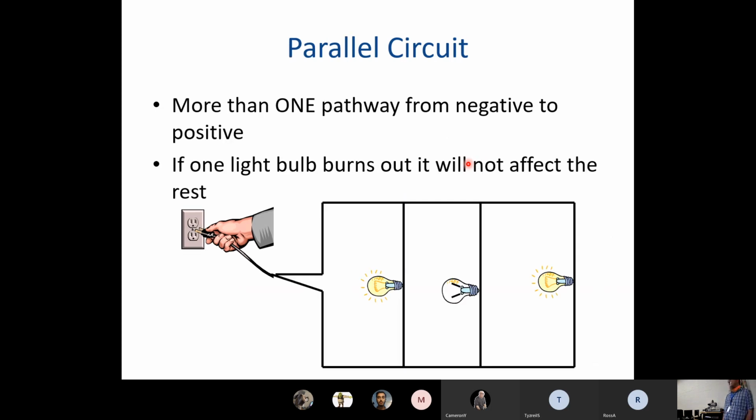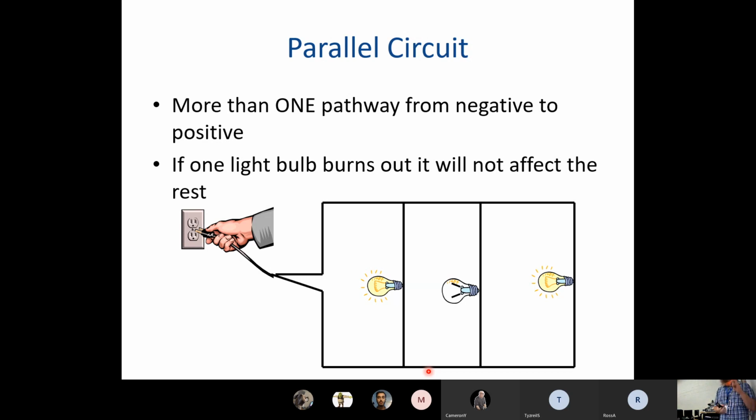The next one is a parallel circuit. This one has more pathways that'll lead from the negative to the positive. So it can go on the first pathway where it would go up here and come around, or it could go on the second pathway, or it could go on the third pathway. These are a little better. This is a better circuit.